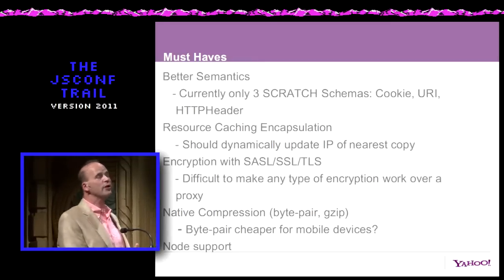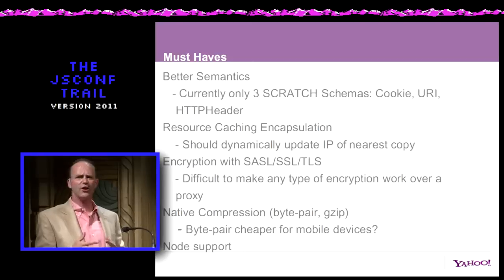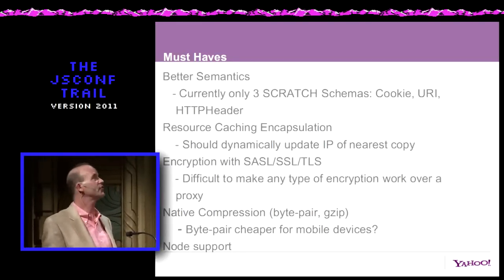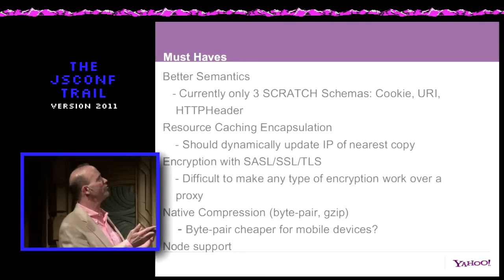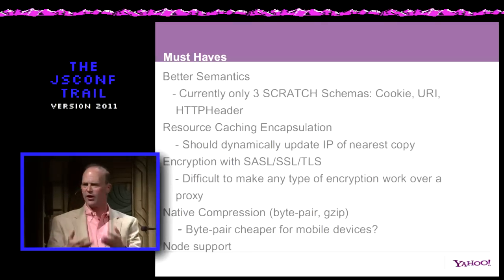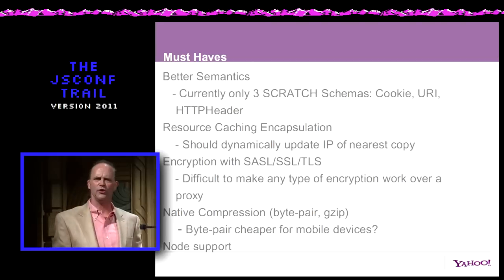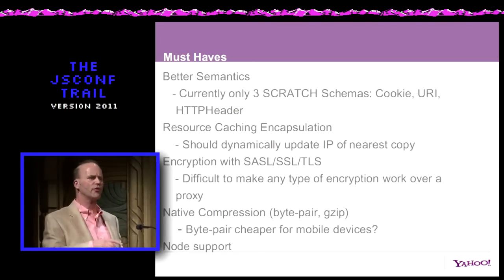Some of the must-haves going forward that we really need and that are not there yet: better semantics. Currently, we really only have 3 of these schemas. One for HTTP headers, obviously the cookie object descends from that. One for the URIs. This is the one we used for the link def test with the circular buffers.